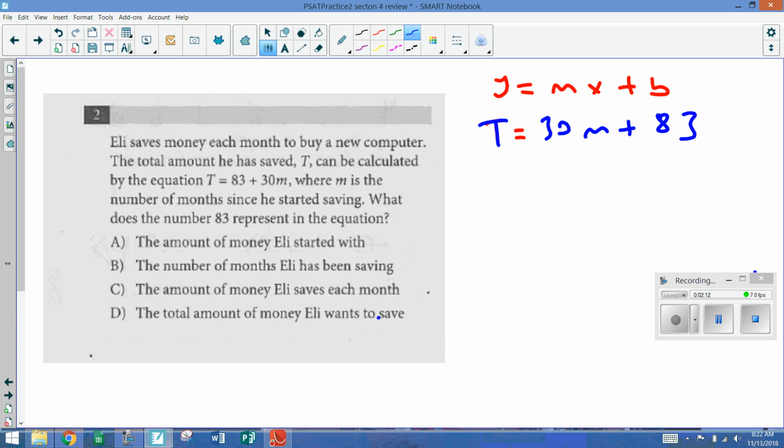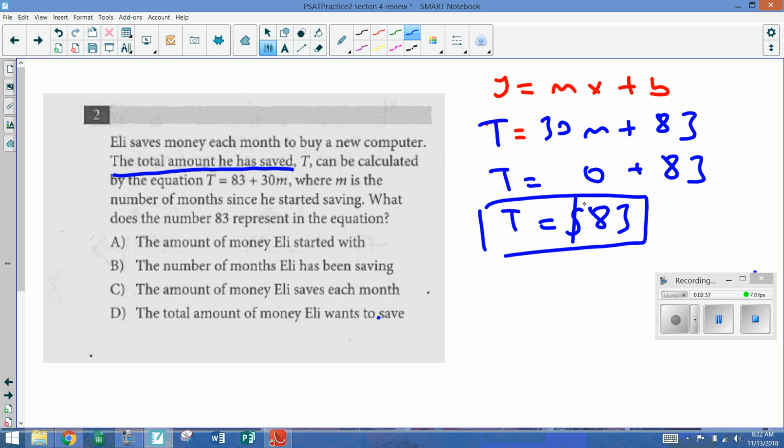Let's say he didn't start yet, so if I call M 0, 30 times 0 is equal to 0. What was T? T is equal to 83. Let's check: T is the total amount he has saved. Even before he starts saving, he has $83, right? So when you look at the answer choices, the amount of money Ellie started with looks correct, right? Let's check the other answers.